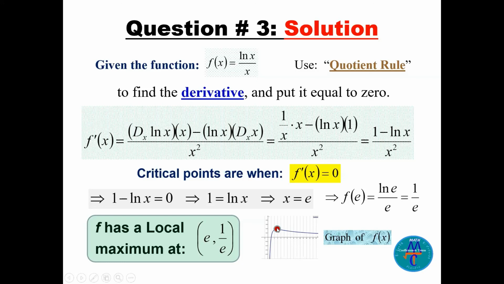See, this is the x value in the first quadrant. Not easy at all. 2.7. F of e, just go to the function here. Ln of e divided by e. Ln of e is 1. So 1 over e. So look at the point here. Local maximum. E, comma, 1 over e. This is x and this is y.